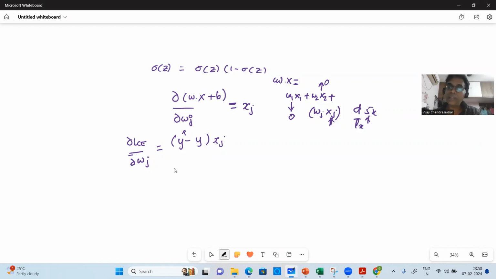Now, food for thought, think and come back next class. This is, of course, the partial derivative of this function with respect to wj. But what if this were to be replaced by b? How would you calculate that? Think about it and come back in the next session. How would you calculate the partial derivative of the cost function with respect to b, which is the bias? Any questions? I'll just stop here for questions.